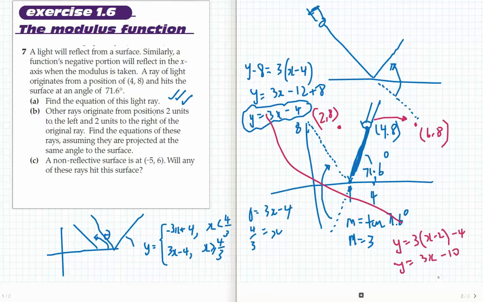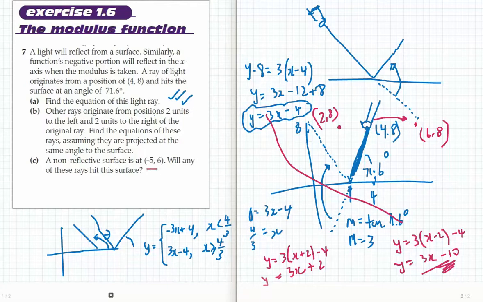And the same deal is going to happen with having a modulus rule. And this one here, I've moved 2 units to the left, so I replace x with x plus 2, and it's going to be y equals 3 times (x plus 2) minus 4, which is 3x plus 6 minus 4, which is 3x plus 2. And the same deal happens, I'll have a modulus component.